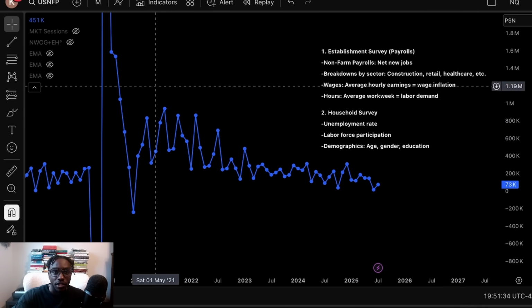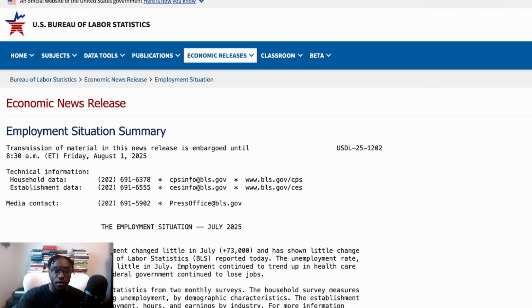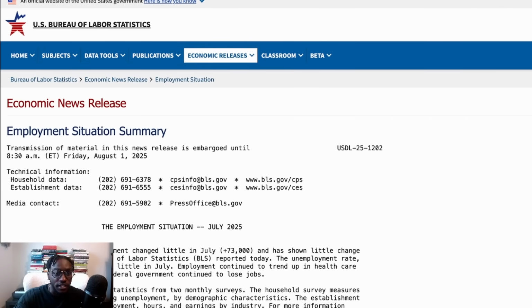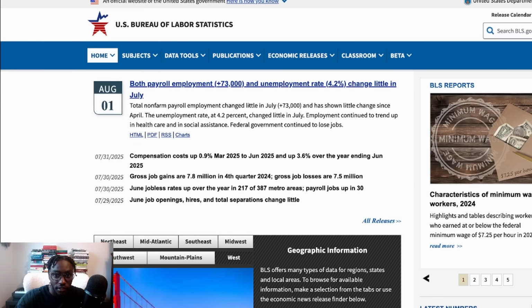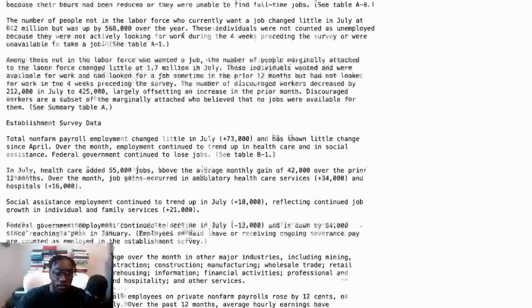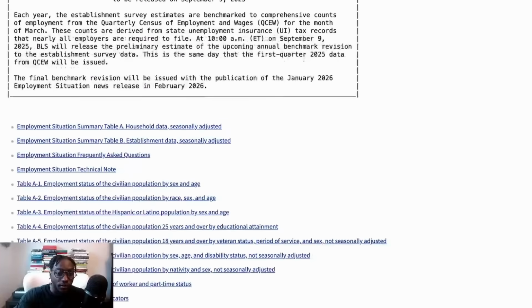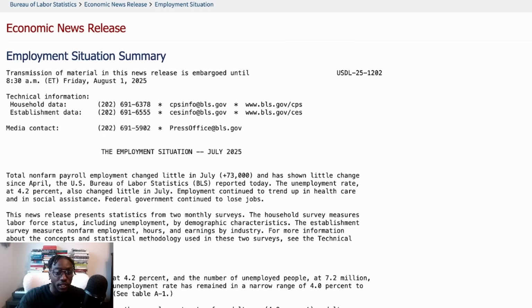Another thing that I wanted to go over was how you can actually find this data from the jobs report. So the first and easiest place is to actually go to the Bureau of Labor Statistics website. Now, today we have it right here on the front page, so you can see right here the payroll report, and then you can just hit HTML and it'll give you the full breakdown of everything that's in the report.